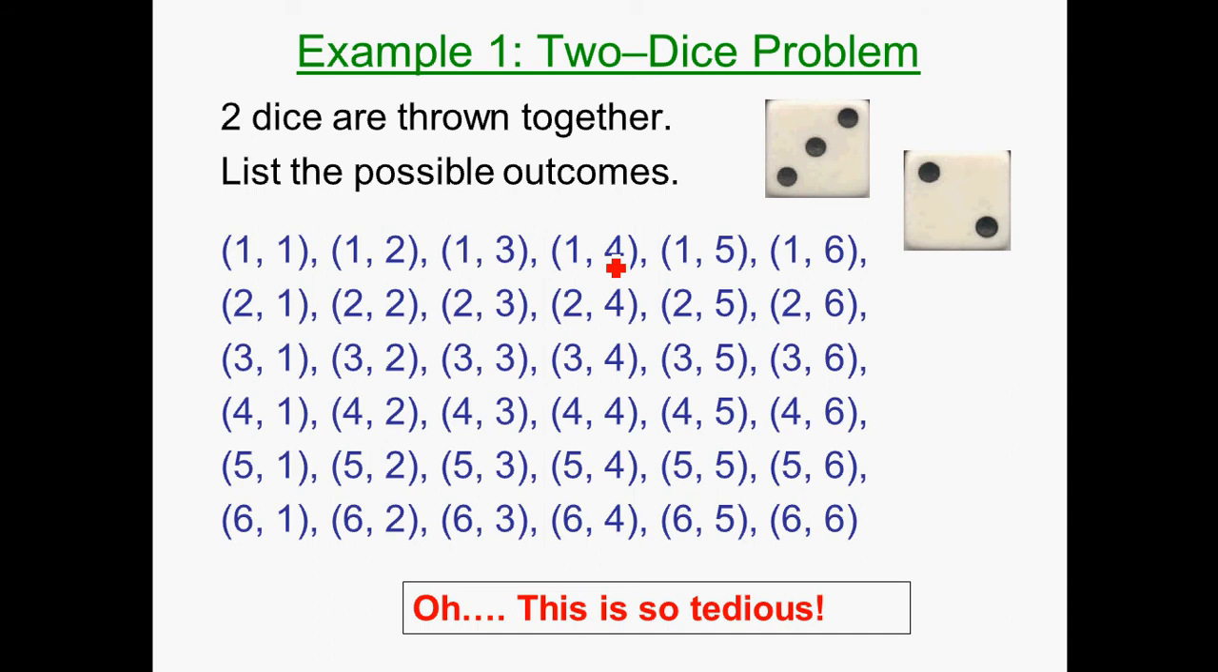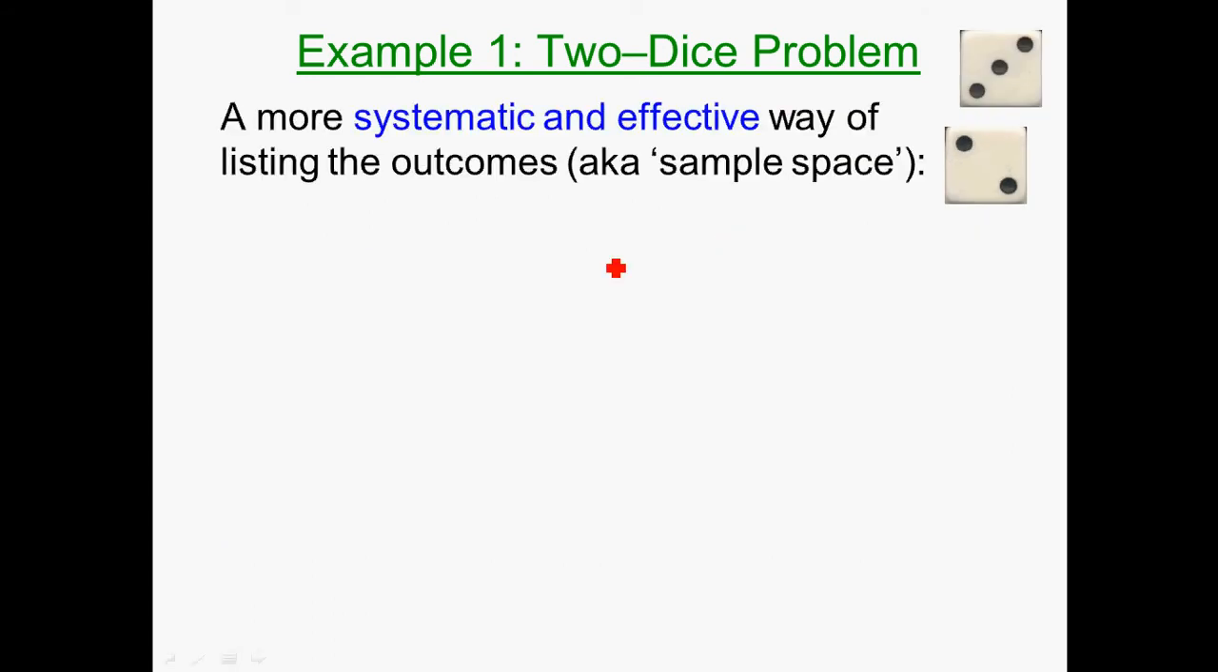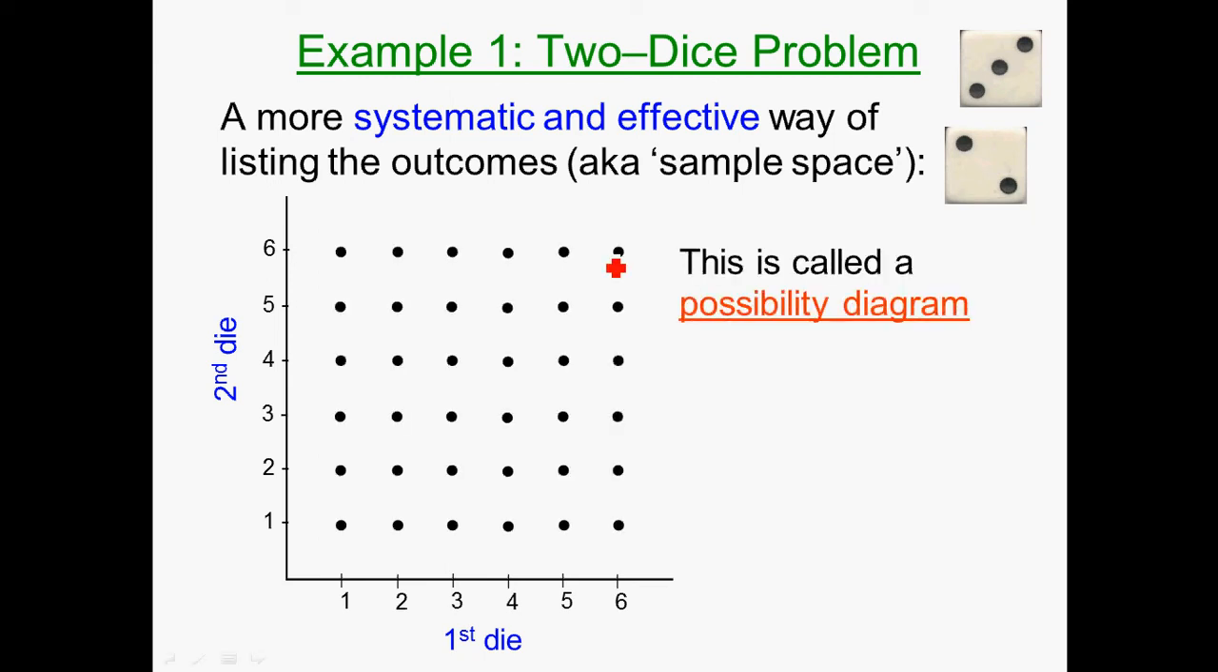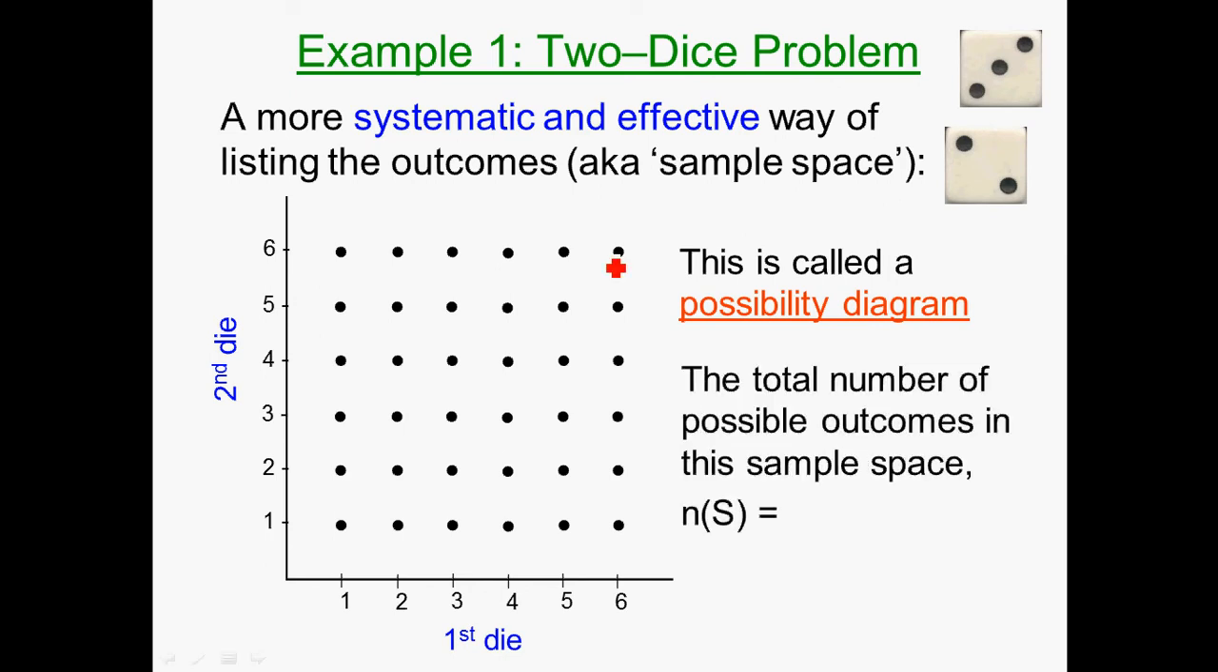And this is very tedious. So a more systematic and effective way of listing the outcomes is to put it in a grid to show that there can be 36 different possibilities. In this case, the total number of possible outcomes in this sample space is 36.